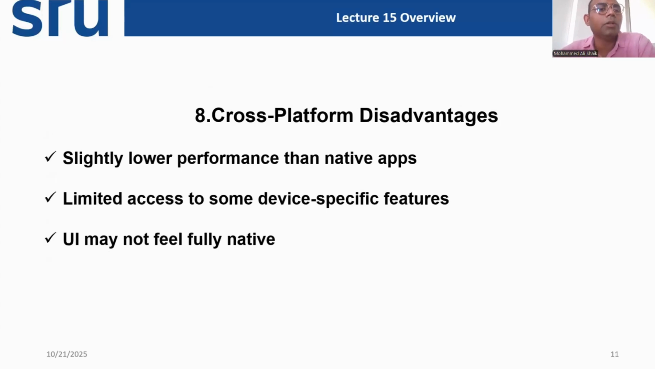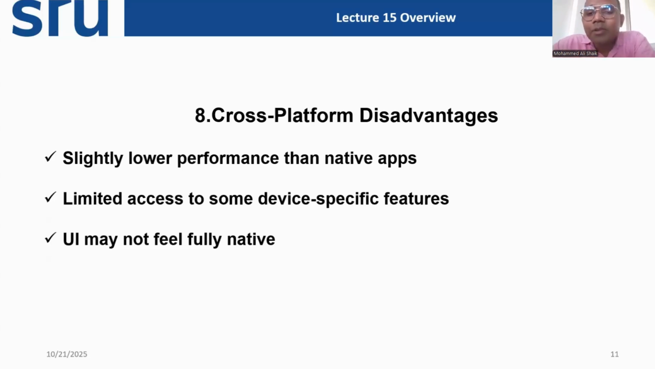Let us go to the next one. Cross-platform disadvantages. There are a few limitations, like slightly lower performance than native apps. In order to build the communication, it creates latency. That is the only thing. Limited API access: new OS features take time to support. UI challenges: there are slight differences in look and feel in cross-platform applications. Next one is plugin dependencies. Third-party libraries may be unstable sometimes, so that may be an issue.